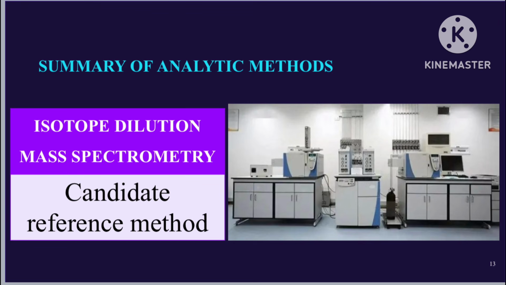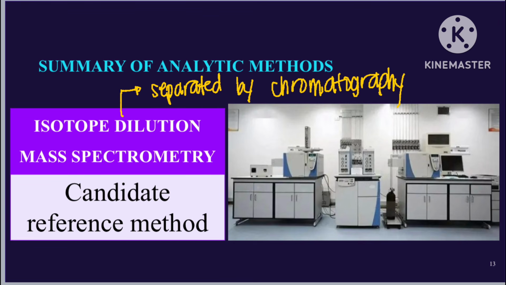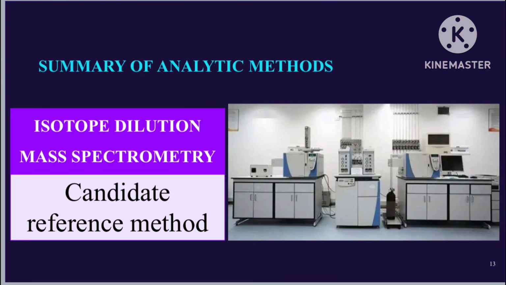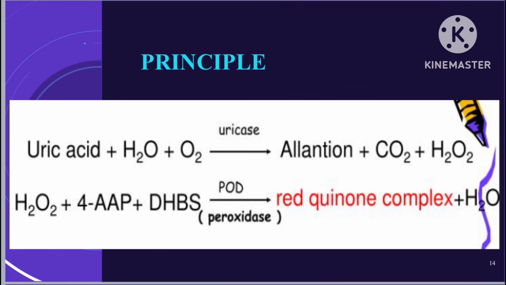This mixture is then separated, often by chromatography, derivatized to make it suitable for mass spectrometry, and the isotope ratio of the labeled and unlabeled uric acid is measured to accurately calculate the original uric acid concentration. But as for our activity, we will be using Erba as our reagent, and we will follow this principle.